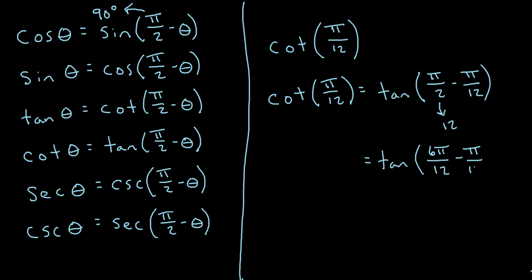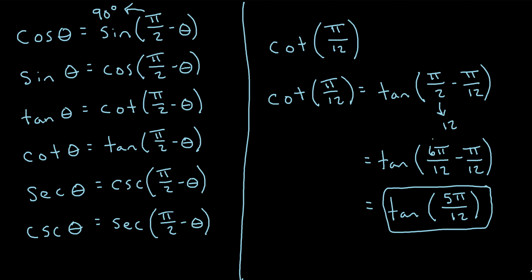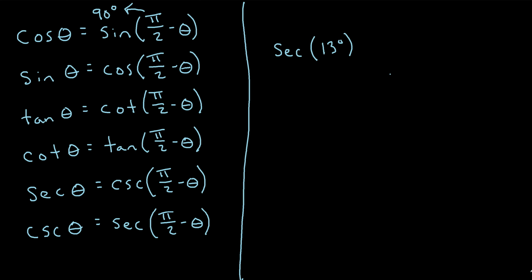So now these two fractions in the parentheses have the same denominator. So we can just subtract the values in the numerator straight across. So we're left with the tangent of 6 pi minus 1 pi, that's 5 pi, and that's over 12. So the cotangent of pi over 12 will have the exact same value as the tangent of 5 pi over 12.